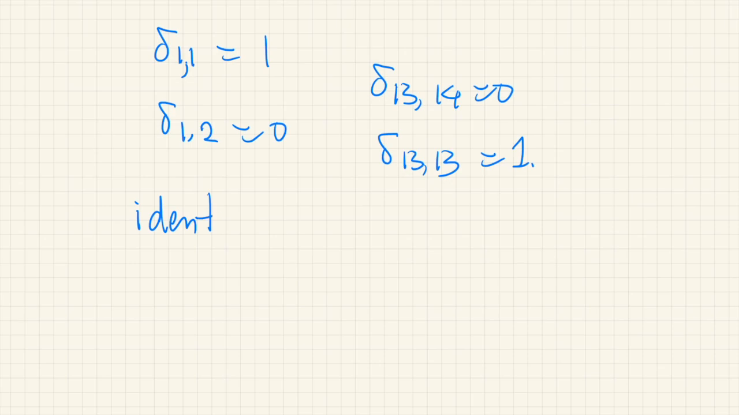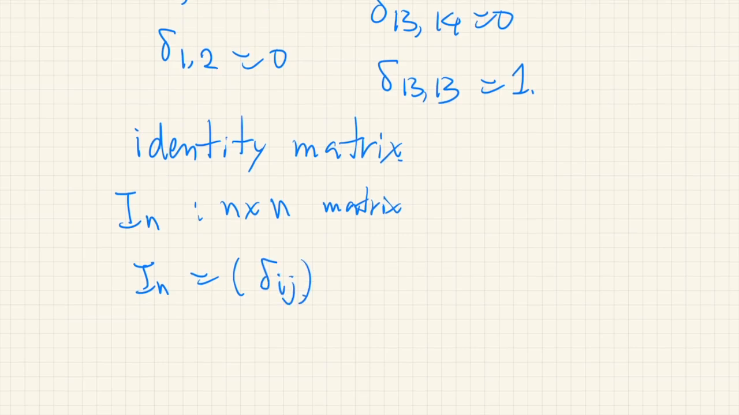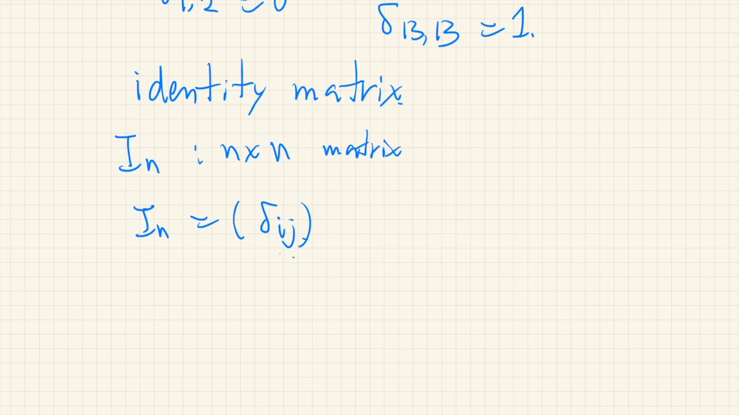Identity matrix. So the identity matrix of size n times n, a square matrix, is defined as this. So its elements are Kronecker's delta. That means when i and j are equal, so it's on the diagonal, then the elements are 1, and otherwise, if the elements are off diagonal, then they are 0.